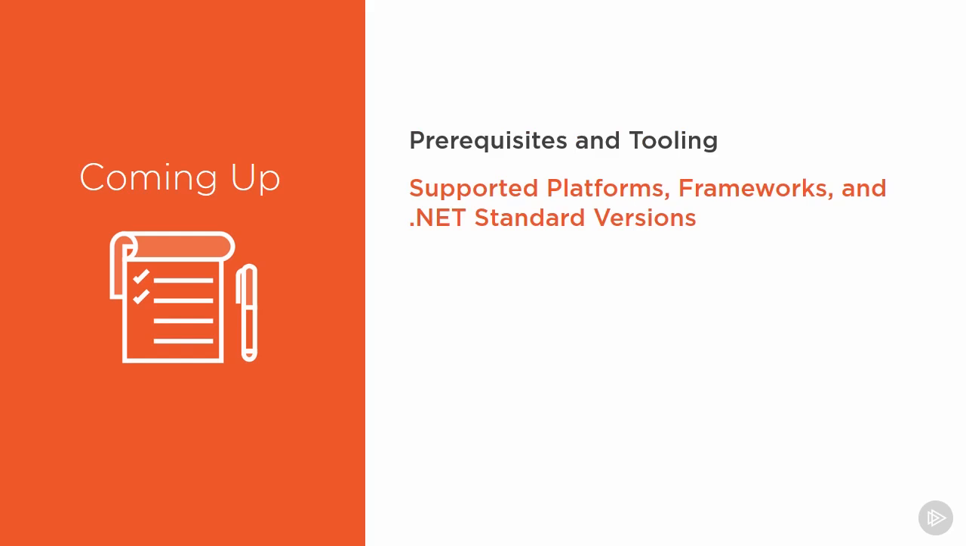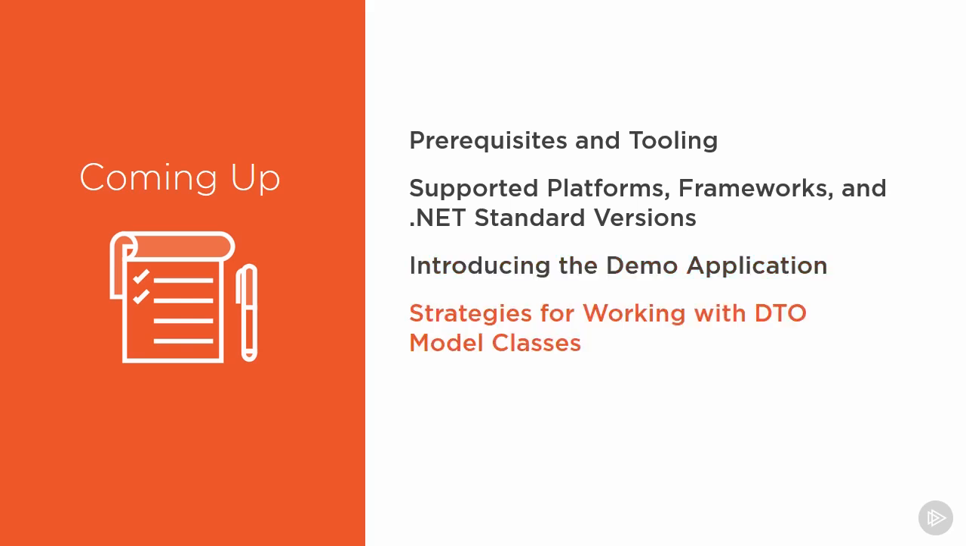We're starting the course by looking at the course prerequisites and tooling. Then we'll have a look at the supported platforms, frameworks and .NET Standard versions. You'll notice that the current version of HTTP Client actually covers a lot more ground than just .NET Core, and that's thanks to .NET Standard. We'll introduce the demo application next, and we'll learn about different strategies for working with DTO model classes. Lastly, we'll learn how we can tackle integration with HTTP Client by having a look at its internals.